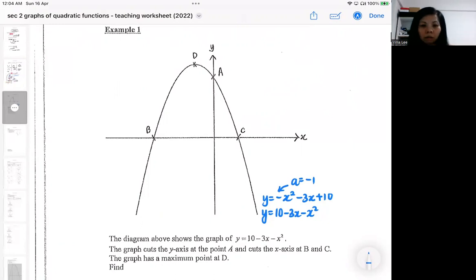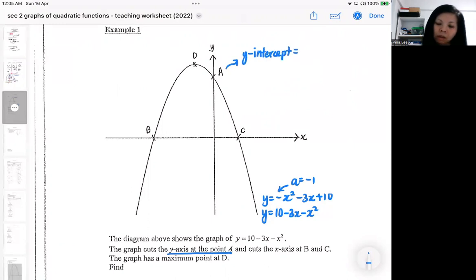Okay, then the graph cuts the y-axis at A. So they say that it cuts the y-axis at A. So A is known as the y-intercept. The proper name is called y-intercept, and the property is it will be (0, something).